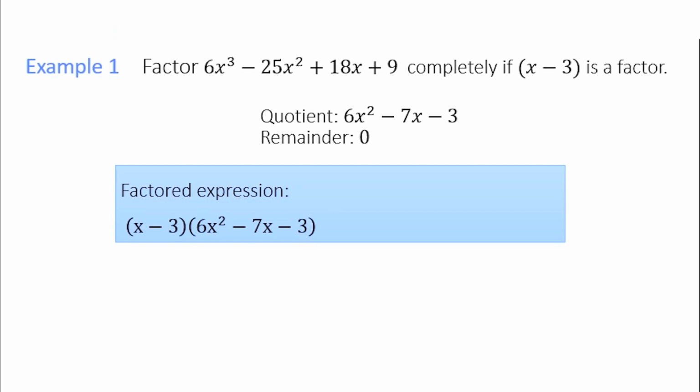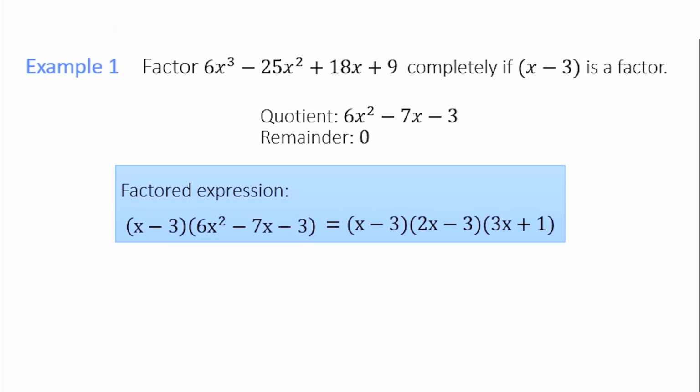Well, I can keep trying. I know good techniques for factoring quadratic trinomials. And if I use these techniques, I will easily find the fully factored form: x minus 3 times 2x minus 3 times 3x plus 1.